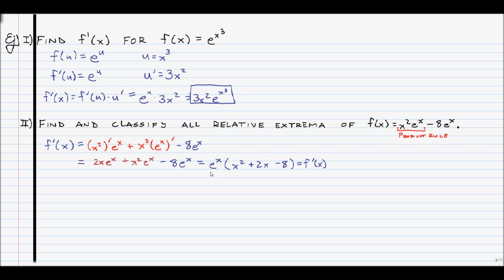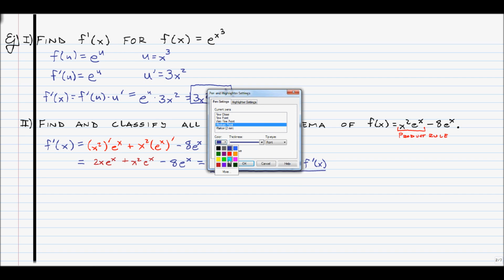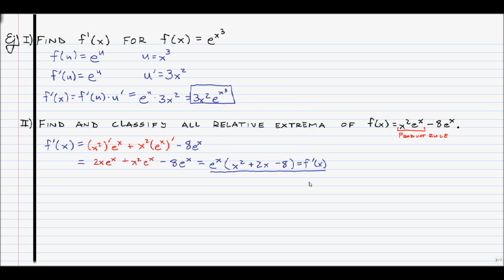So awesome, great. That's a wonderful thing. But of course that doesn't do much for us. We've done like a quarter of the problem. So what we need to do next is find the critical numbers. We need to know, where does this derivative equal 0 or undefined?